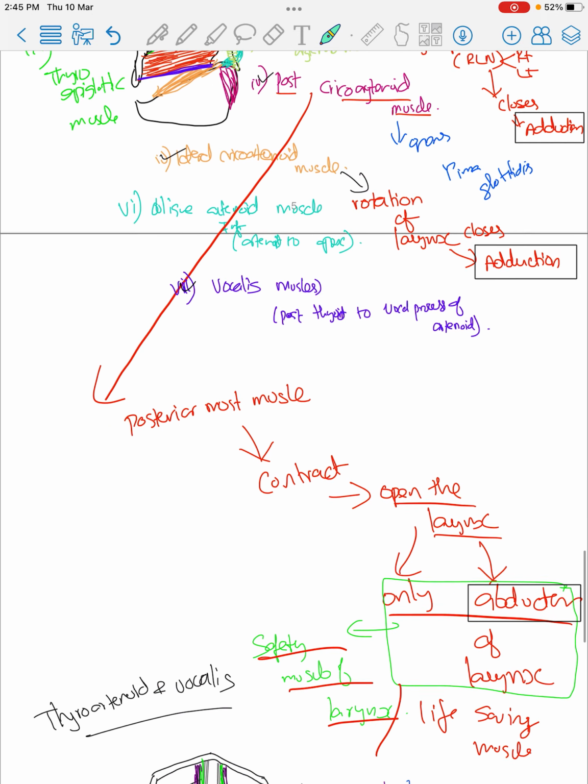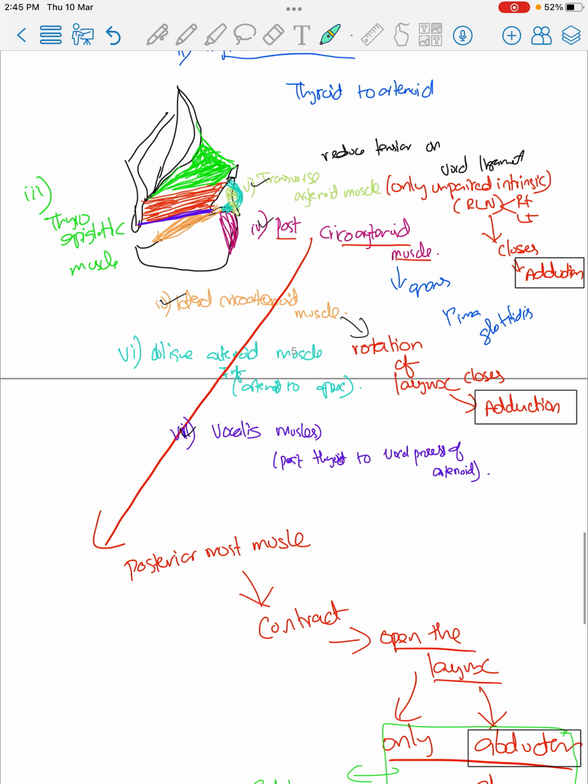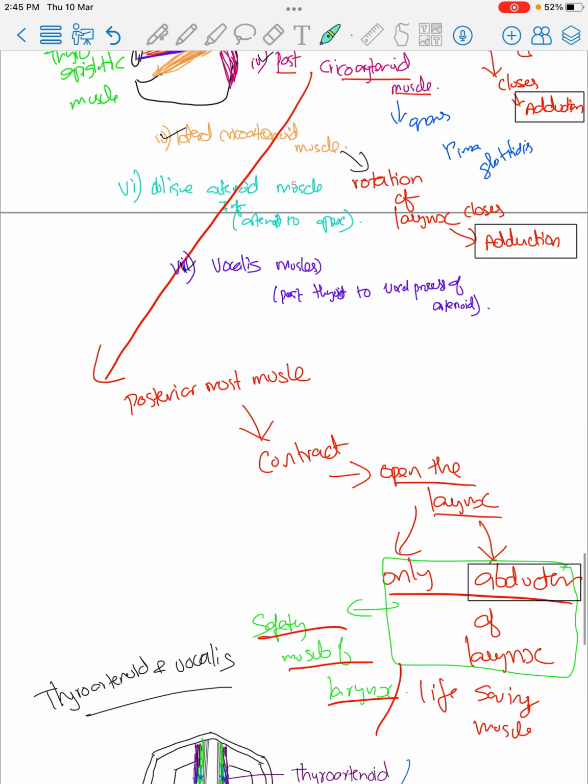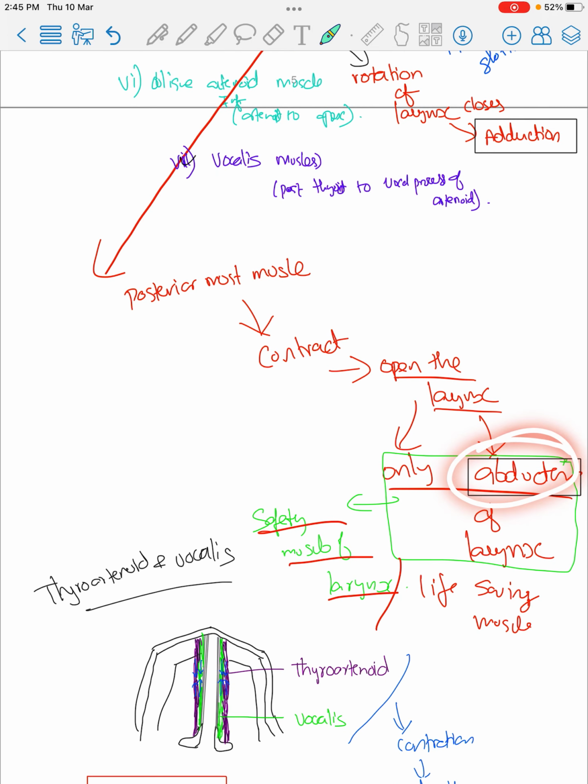Okay, then when we see the posterior cricoarytenoid muscle, you see this is the posterior most muscle. It's a large bulk there. When it contracts, it opens the larynx. So anything going away is known as abduction. So it causes abduction. The only abductor of the larynx. So it is also known as the life-saving muscle when the airway is obstructed.